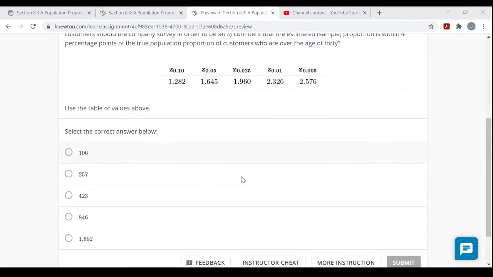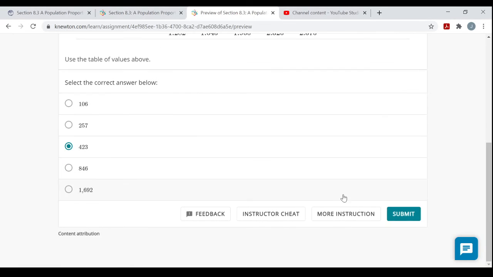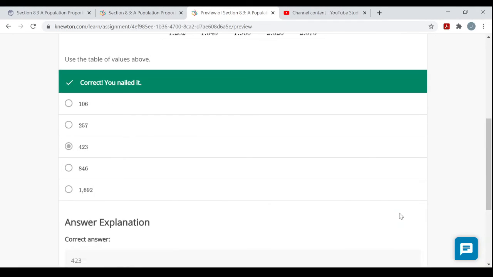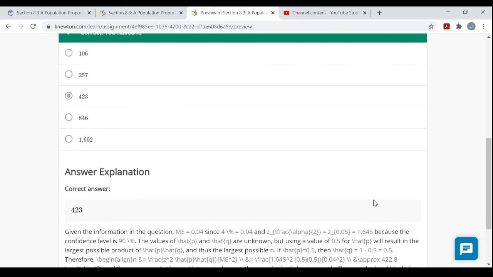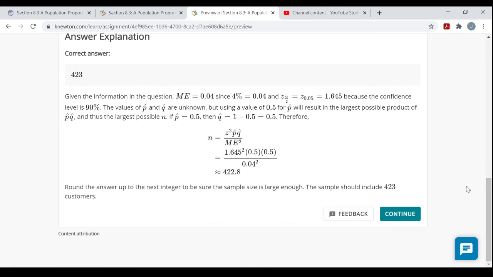All right, so looking back here, I know this is a multiple choice one. There it is, 423. All right, submit. Wonderful. And again, they go through the same calculation I went through here. They used q-hat instead of 1 minus p-hat, but same thing. They do all the same stuff. So again, pretty simple. I feel the hardest part is remembering what formula is being used, and then plugging in the correct numbers in the correct places.